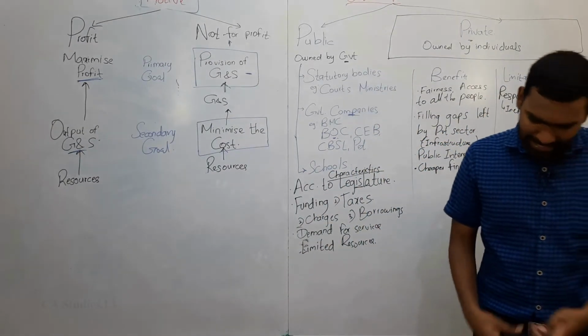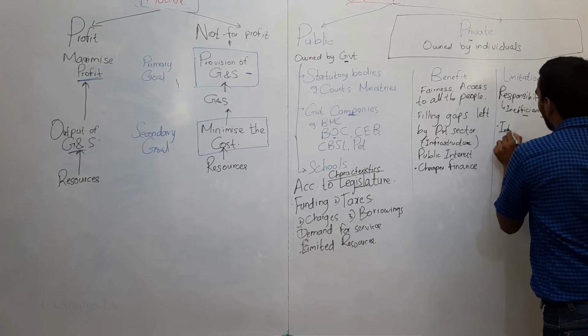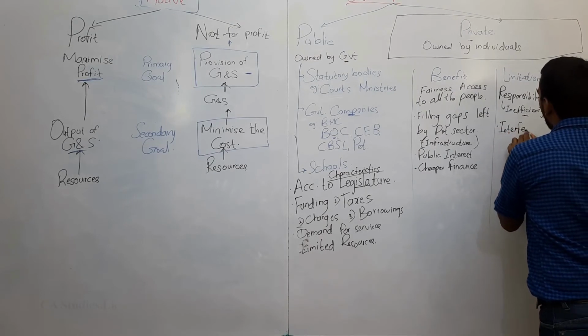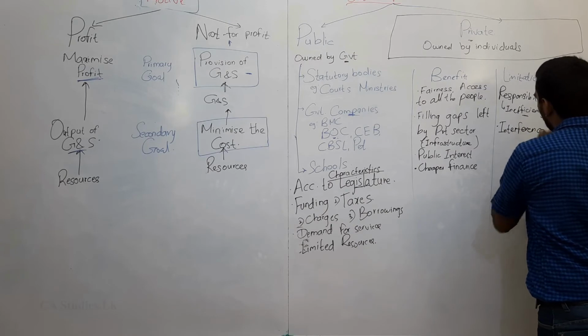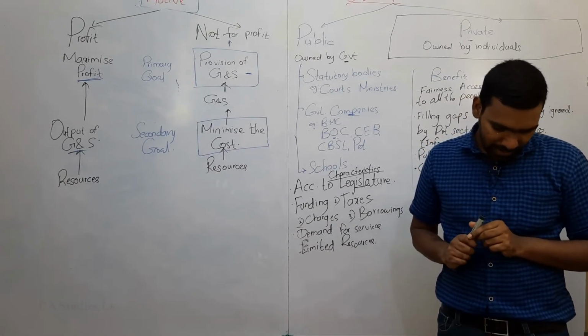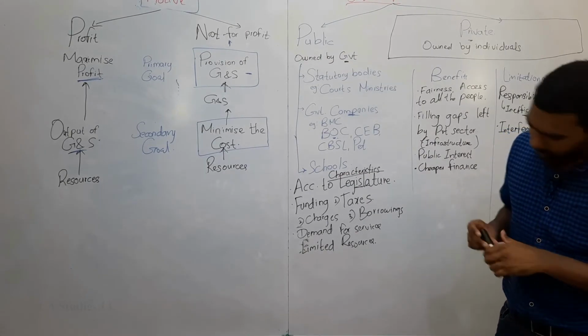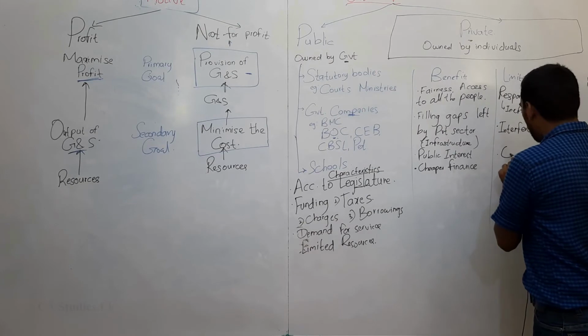And the next part is interfering by politicians. And I'll write the next point and explain. Cost, right?